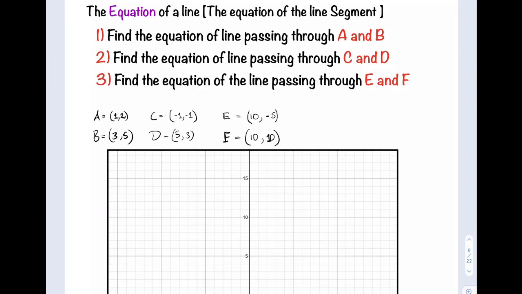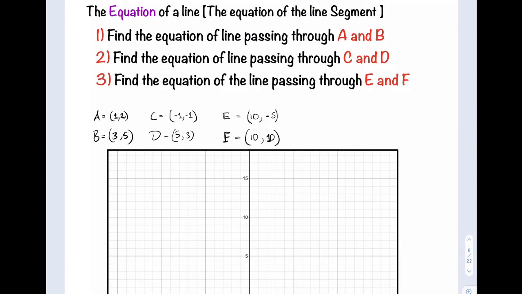In this video, we'll be continuing our series on coordinate geometry, and in particular, we now look at how to find the equation of a line. Note that the equation of a line is the same as the equation of a line segment. So if a question says find the equation of a line segment or find the equation of a line, they're technically asking the same thing. Here we have three questions that we want to examine, and we jump right in by first looking at how to find the equation of the line passing through AB.